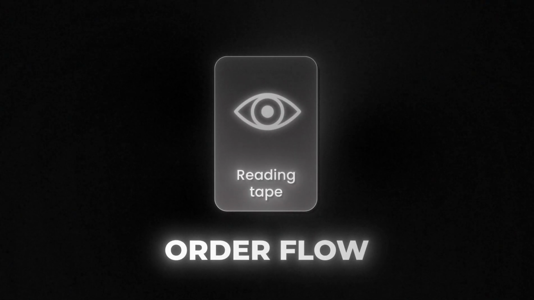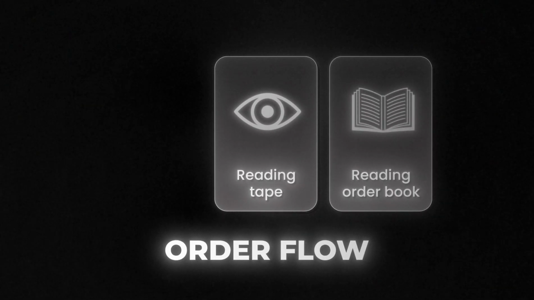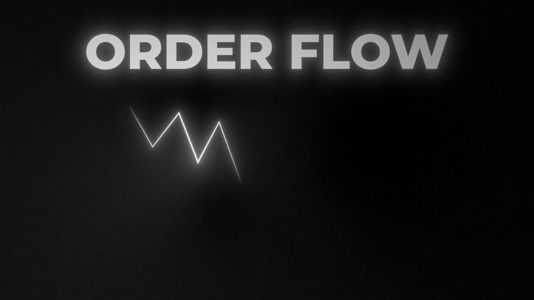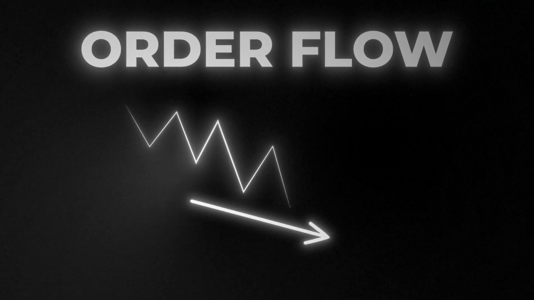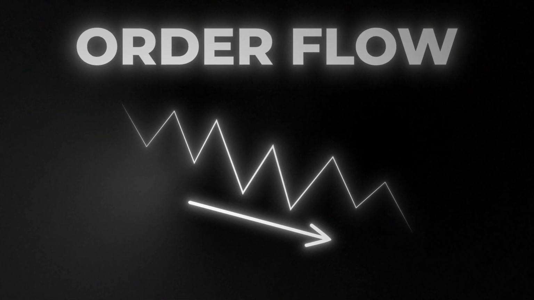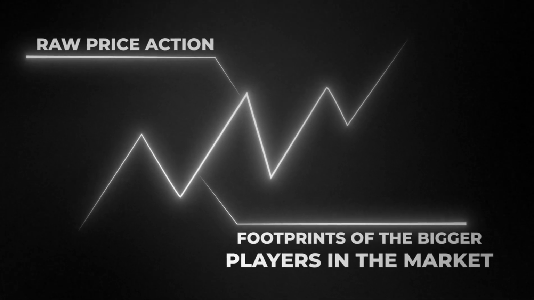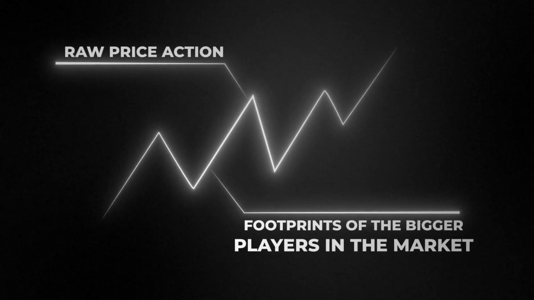The term order flow gets thrown around a lot in trading. For some, it's about reading tape. For some, it's about reading the order book, and for some others, it might be looking for liquidity zones. But we at Chart Engineers have redefined the term order flow for ourselves, and to us, it means the willingness for price to move in a certain direction, usually over a short period of time. It's a unique perspective that combines raw price action with the footprints of the bigger players in the market, something you won't find in any textbook.